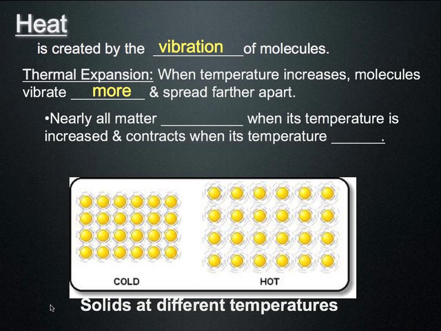So if we look at a couple solids, for example, one that's colder than the other, you see greater vibrations in the hot one, and an expansion in the volume of the material. So just about all matter expands when its temperature is increased and contracts when its temperature is decreased. That would not apply to ice and stuff. There's one important exception, which is what?